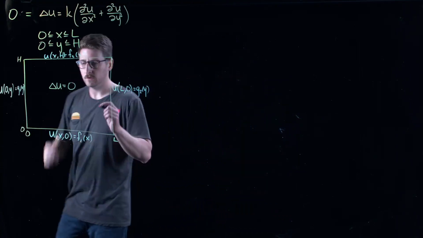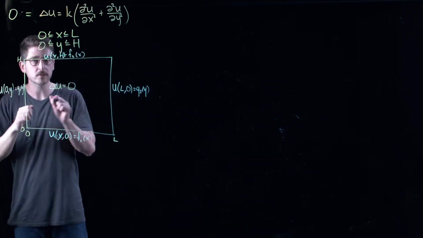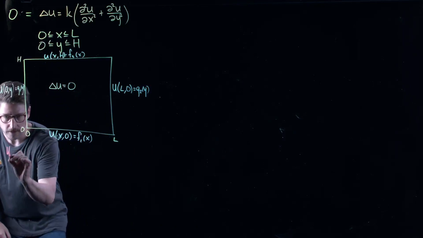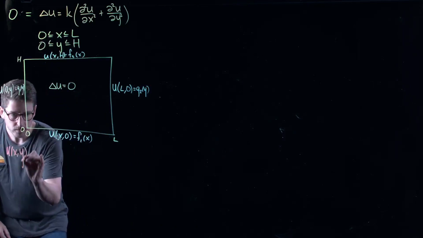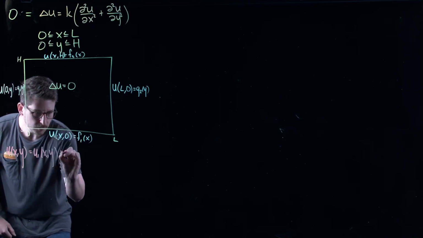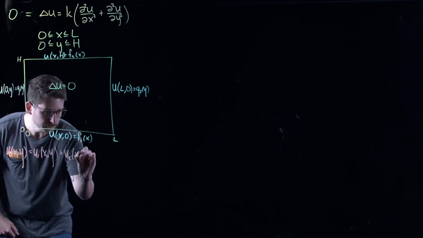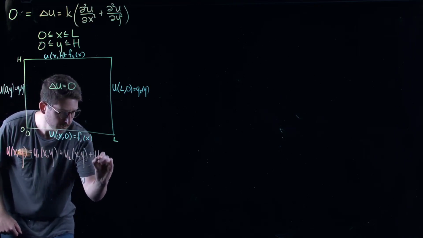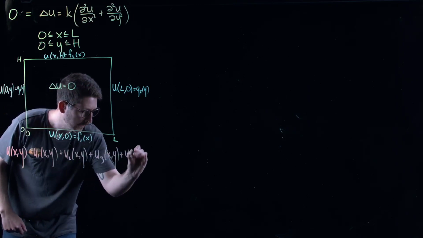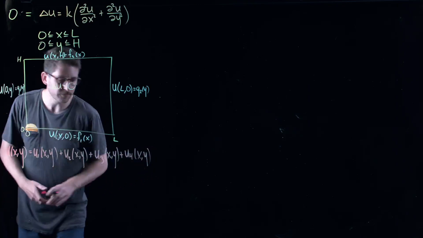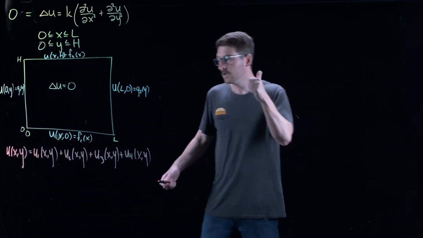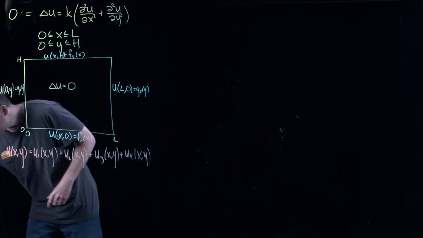Well, here's what you do. You do a couple different separation of variables. So the first thing you're going to do is you're going to write the solution to be u1 of x, y plus u2 of x, y plus u3 of x, y plus u4 of x, y. Okay, so I decompose it into 4 different solutions, again, using the principle of superposition.